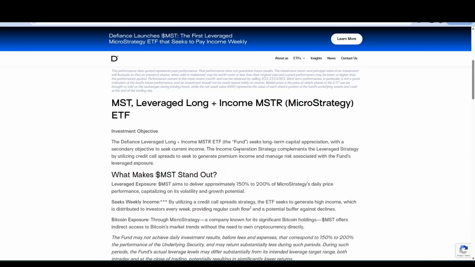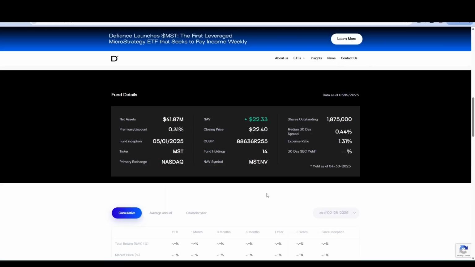As we know, MST also sells calls against MSTR. For MST, as you can see, they have a net asset value of 41.87 million. So their piggy bank is much smaller versus MSTY with 3.98 billion with a B, and MST has 41.87 million with an M. But also keep in mind, it's only been out for about 20 days, as the fund inception is on May 1st. The net asset value is $22.33 with a closing price of $22.40, and that was yesterday's closing price.